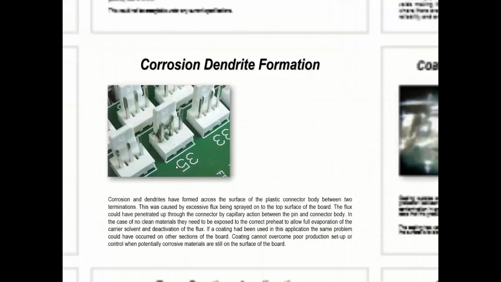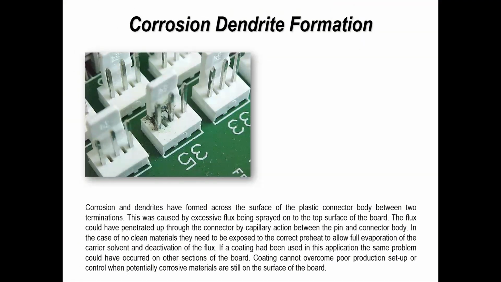Okay, corrosion. This is a nice example of corrosion on a product, and this is something you do not use conformal coating to overcome. What's happened here is we've got corrosion and dendrites on the surface of the plastic connector. So if you sprayed this with conformal coating, if you used some fluorinated materials, which are ultra thin coatings, then when you plug a connector into it, it displaces it. So again, you can still get low contact resistance. So that's not so much of an issue.